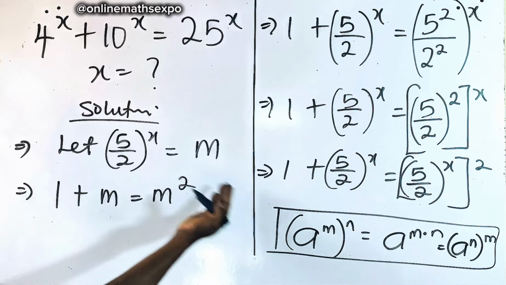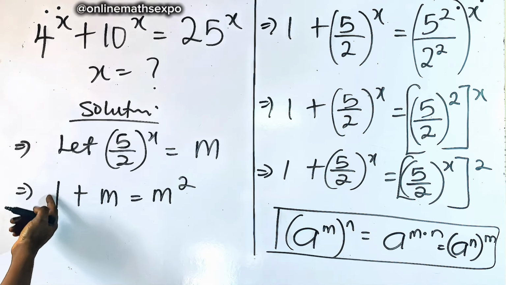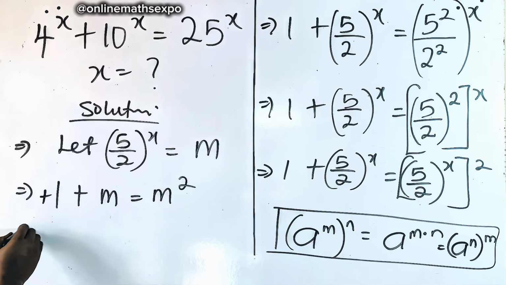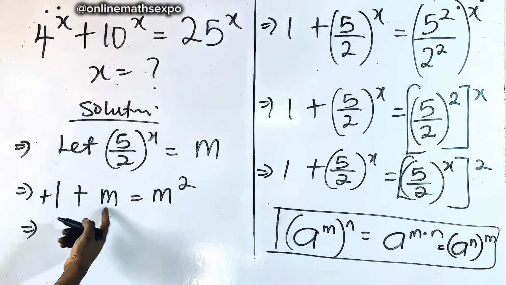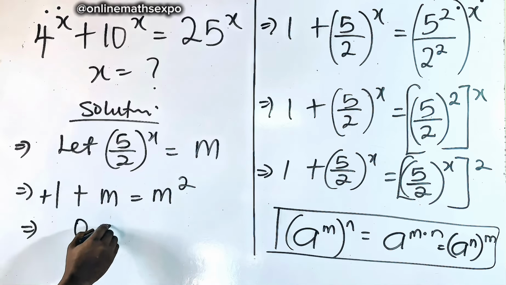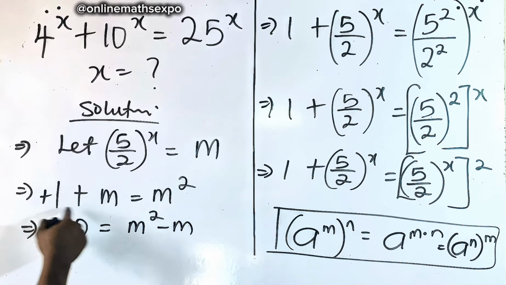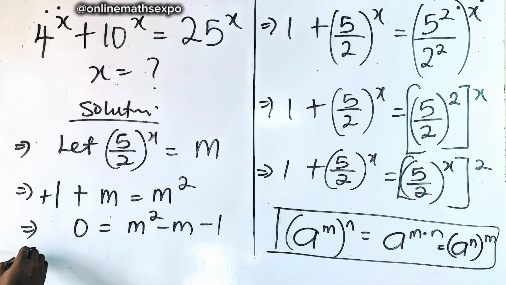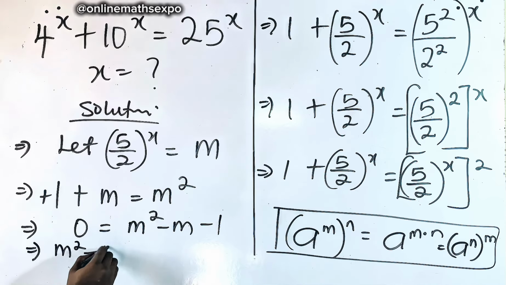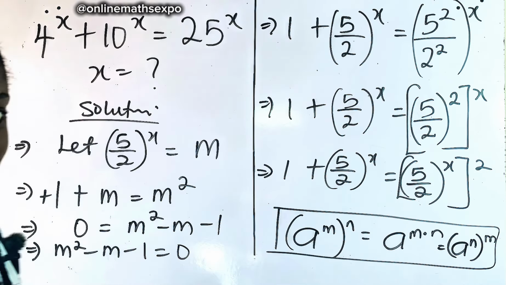So I want to move this to the right side. To do that, to remove this, you use the additive inverse, which is to subtract. You also subtract, and when you do that, this becomes 0. Here we have m squared minus m minus 1. So it means that m squared minus m minus 1 is 0. So let's solve this quadratically.